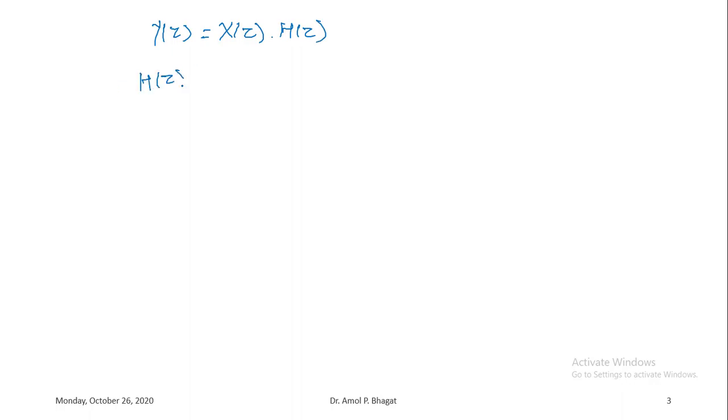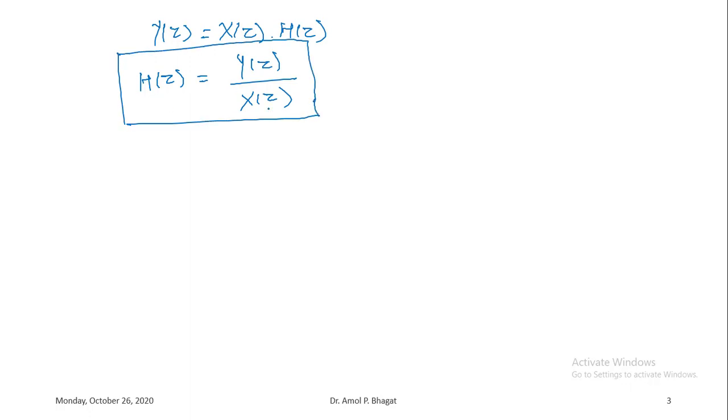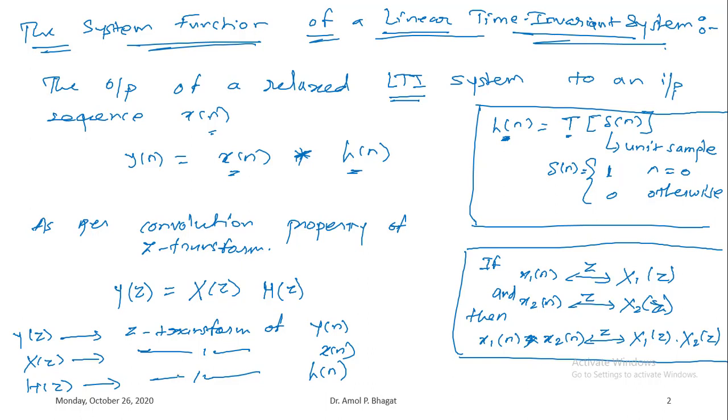So the system function is indicated by H of Z, so H of Z will be Y of Z upon X of Z. Okay, so this H of Z indicates the system characteristics function. This H of Z is also called simply the system function. And H of Z, as we indicated here, is nothing but the Z transform of h of n.